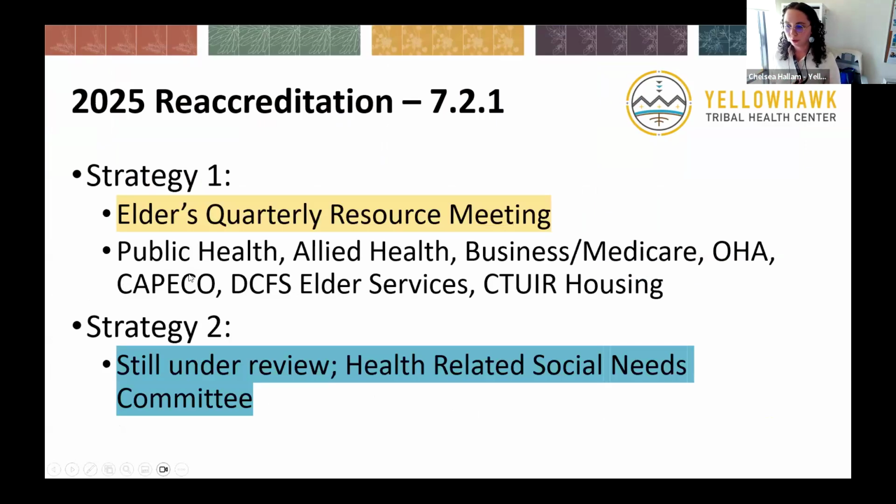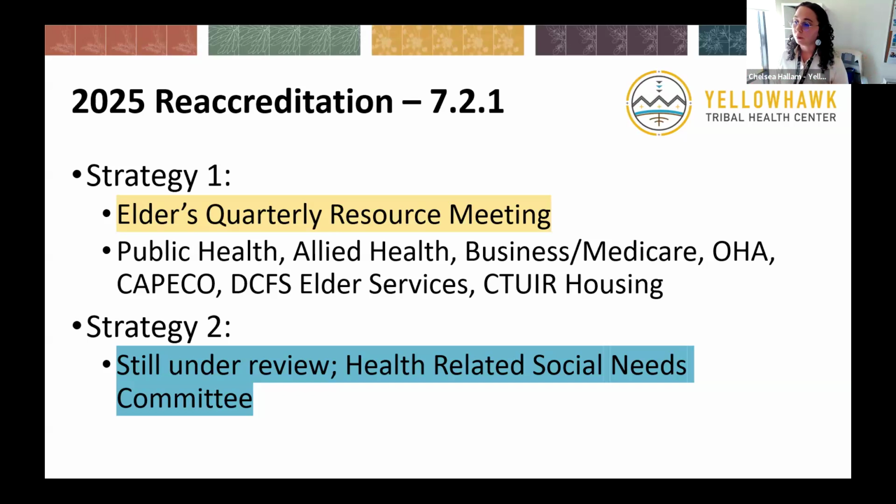For 7.2.1, one of the strategies is still under review. We're currently working on health-related social needs here at Yellow Hawk and what our process and our policy is going to look like. So that's something that's in the works. I don't have documentation necessarily that shows that we have a process set up and in place. But it's something that we have been meeting with our medical department about, and that we have been identifying outside organizations and partners to begin that process with.